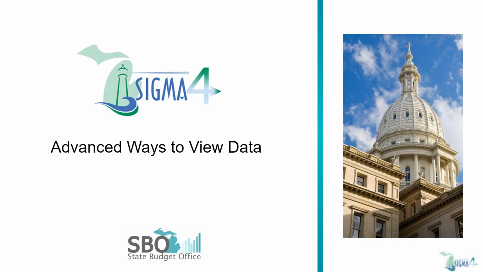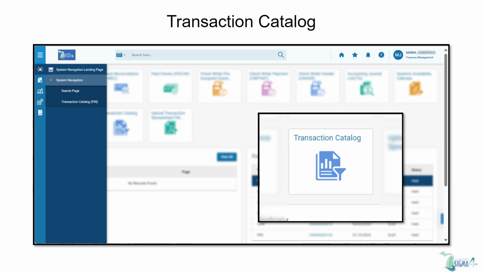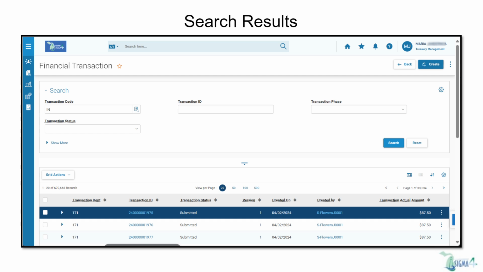Let's take a look at some powerful tools and advanced ways to view data in Sigma 4. Many of these tools can be found all throughout the system, but by way of example, we are going to start with a transaction catalog search. After you run the search, you will have a grid of records detailing information about your search results. And now you can view and organize these results in many different ways. Let's take a look.